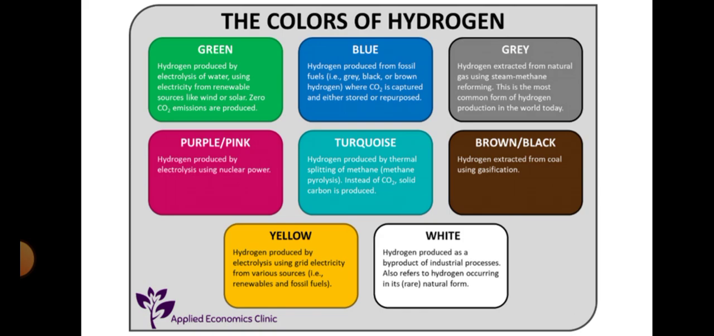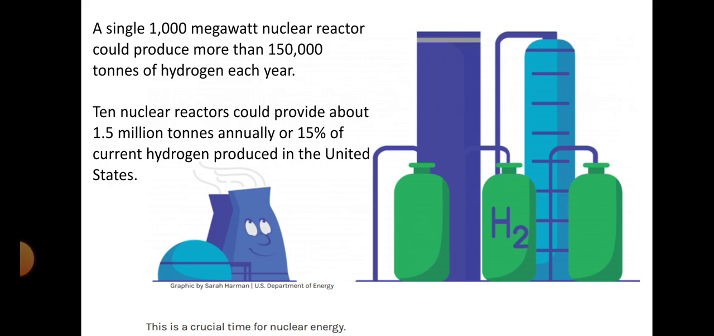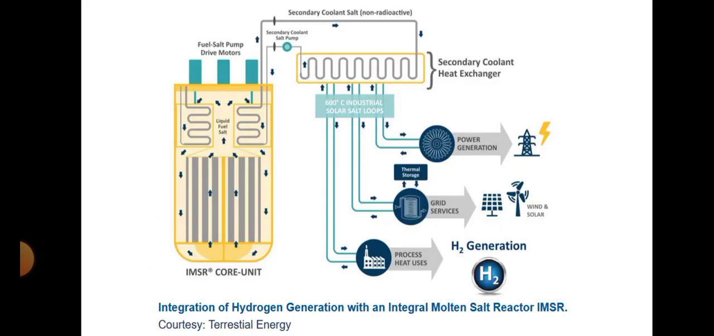On the basis of which type of source we use, the classification of hydrogen production has been done. If we are producing it from fossil fuel, it's called blue hydrogen. If we are producing it from natural gas, it's called grey hydrogen. And if we are producing hydrogen from electrolysis using a nuclear power plant, we call it pink hydrogen. It has been seen, and it's a fact, that a single 1000 megawatt nuclear reactor can produce 150,000 tons of hydrogen each year.